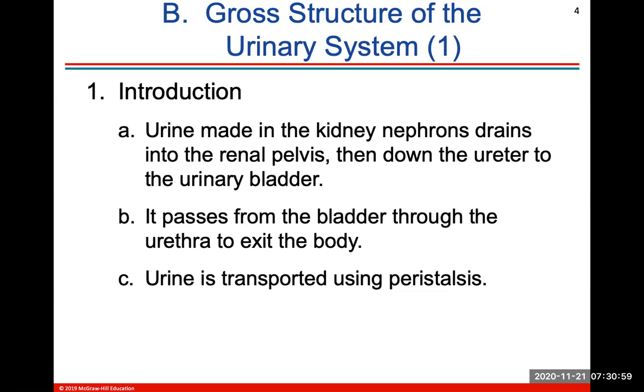So a basic introduction here: urine is made in the kidney nephrons, and that will drain into the renal pelvis and then down the ureter to the urinary bladder. It will pass from the bladder through the urethra to exit the body, and urine is transported using peristalsis, which is those smooth muscles squeezing the urine along the tubes.